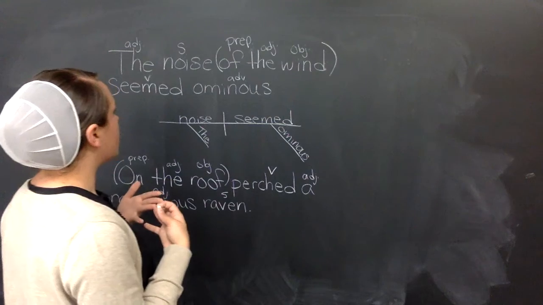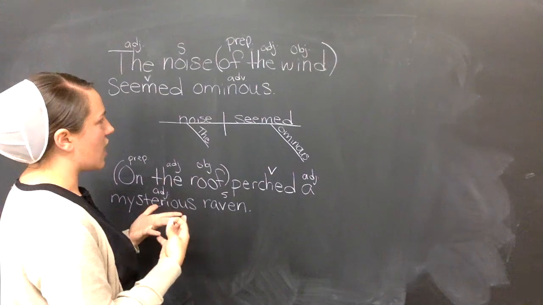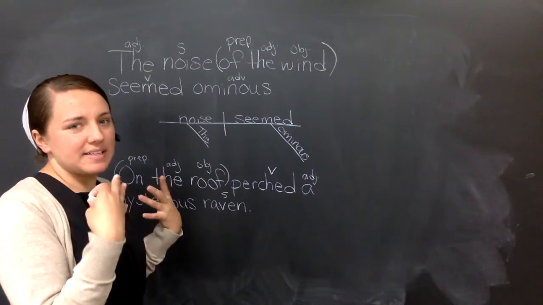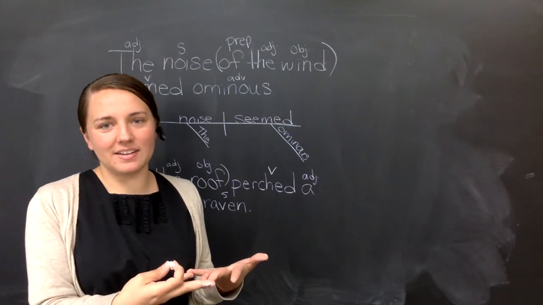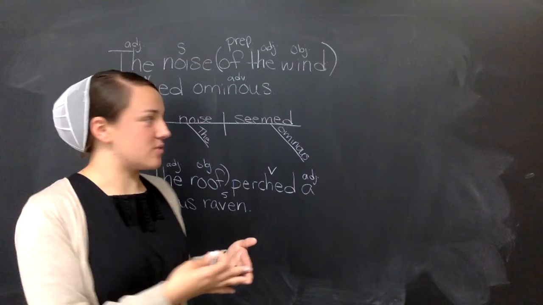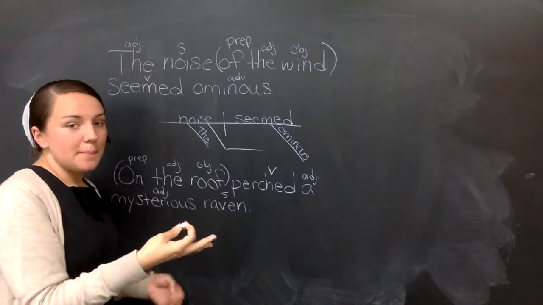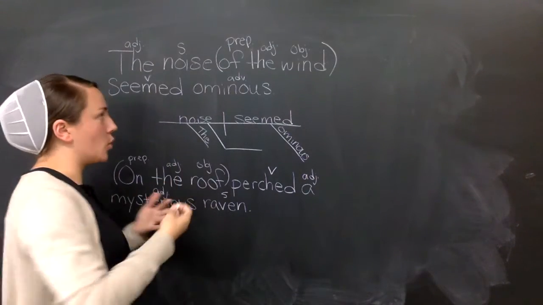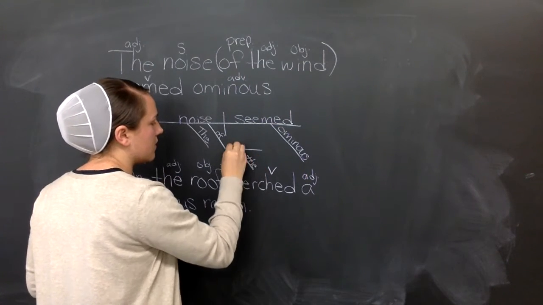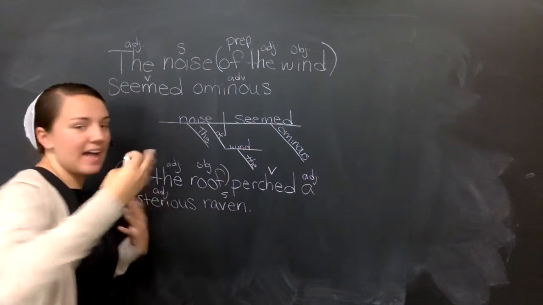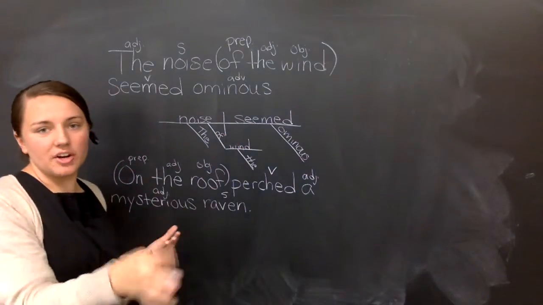Okay? So, if we look at the sentence, of the wind, what is of the wind describing? Is it describing noise? Is it describing seemed? Did it seem of the wind? Or was it noise of the wind? It's describing the noise, right? So we're going to put of the wind underneath noise because it is an adjective phrase describing noise. Okay, and that completes our sentence. So then we have our preposition, object to preposition, and adjective underneath the object.